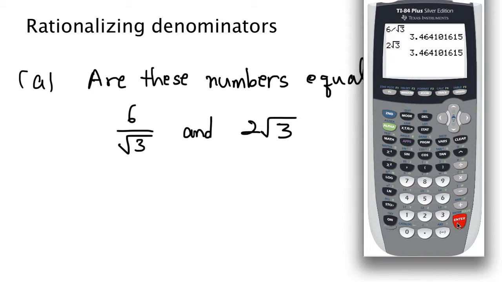But the problem here is that these are approximate values, 3.464101615, and after that you don't know what would come. These are approximate values and you don't know what would come next. 1 could come next for the first number and 2 could come next for the second number. In that case, you can't say the two numbers are exactly equal to each other. They're only similar numbers.